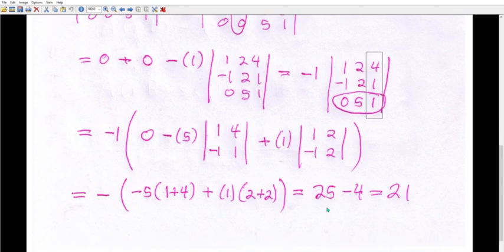And now we just evaluate these things. This thing is 1 minus minus 4, which is 1 plus 4. This thing is 1 times 2 minus minus 2 is 2. So we're ending up with a minus 25 plus 4, which is minus 21, times minus 1, which gives us 21.